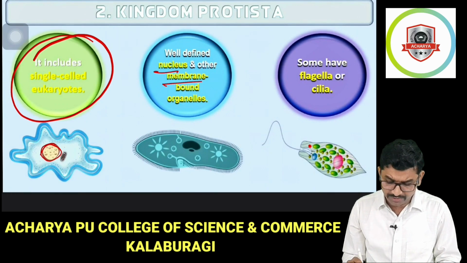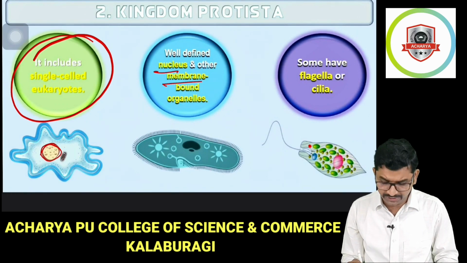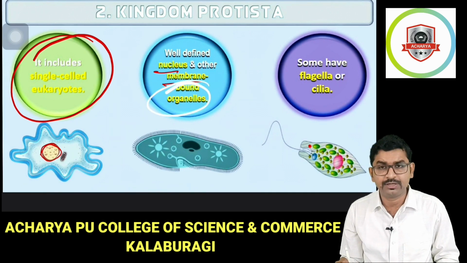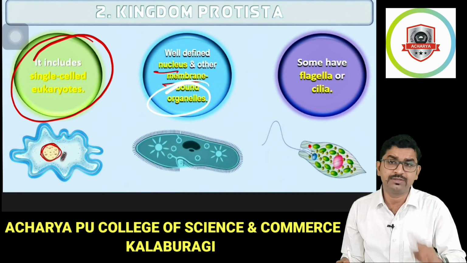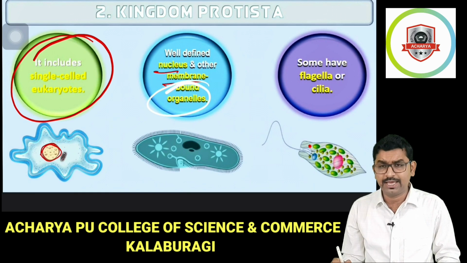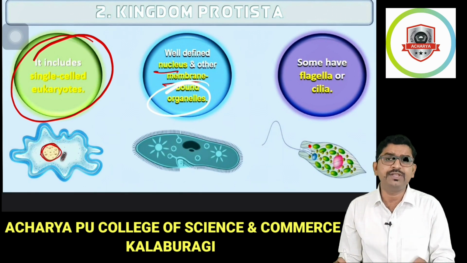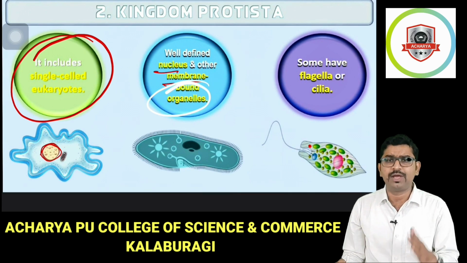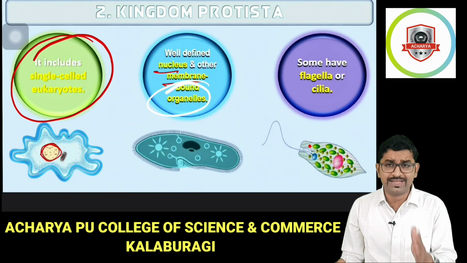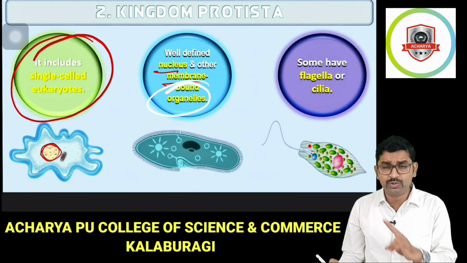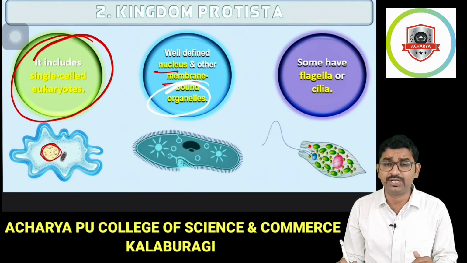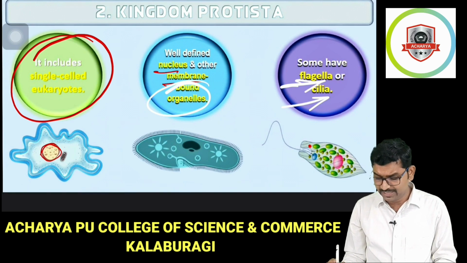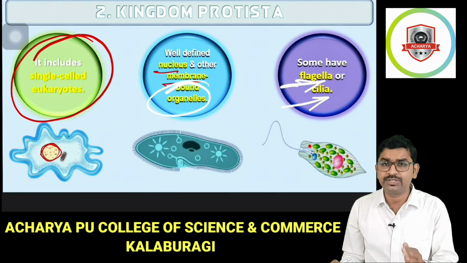Then single celled eukaryotic organisms with a well defined boundary and other membrane bound organelles are found in members of this kingdom. And a very special feature you can find here is that, like the previous kingdom Monera, where bacteria had flagella, here they have two kinds of structures which help in motility, in movement, that is flagella and cilia. They have flagella and cilia as locomotory structures.